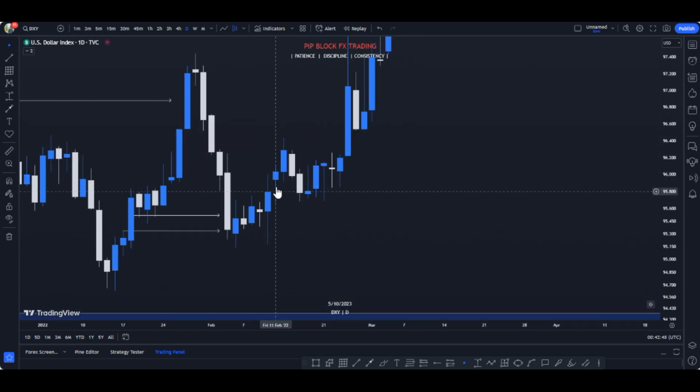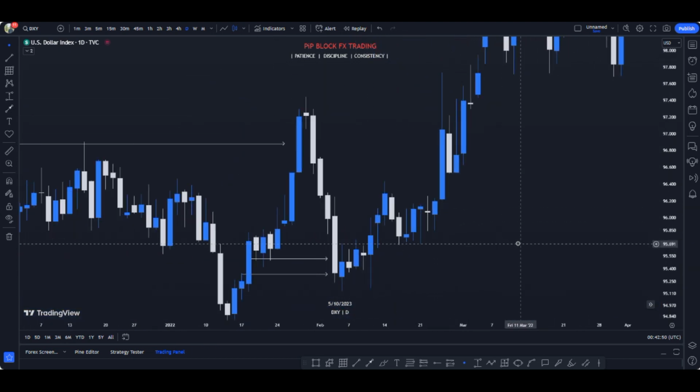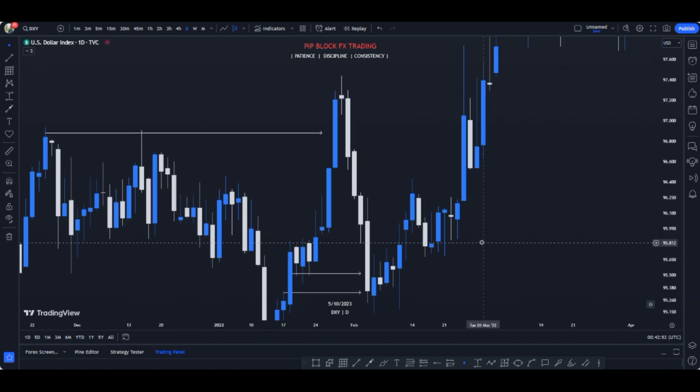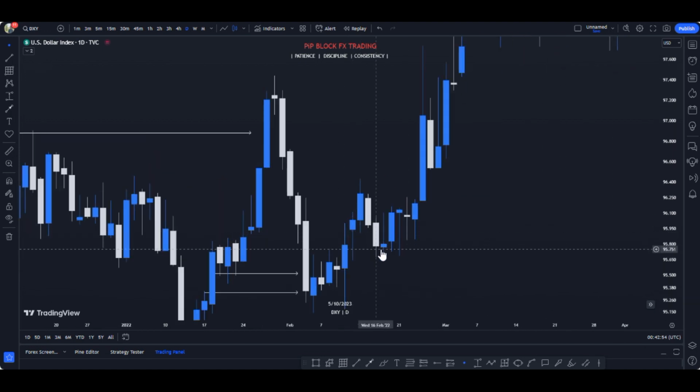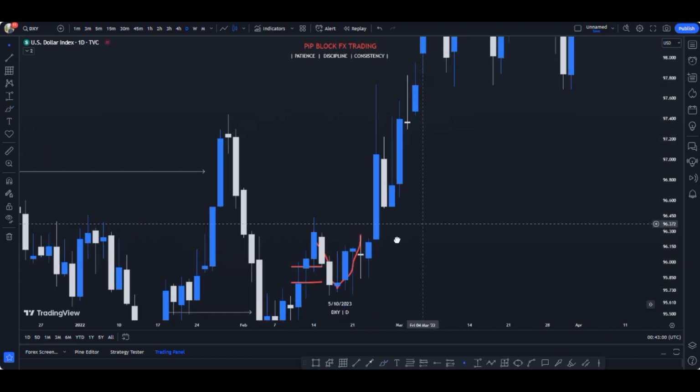Then we had, this is called a volume imbalance. I'm not talking about all the imbalances, right? So I'm just going to mention it. This is called a volume imbalance. Price came into it, traded into this volume imbalance right here, and then we got a move to the upside.